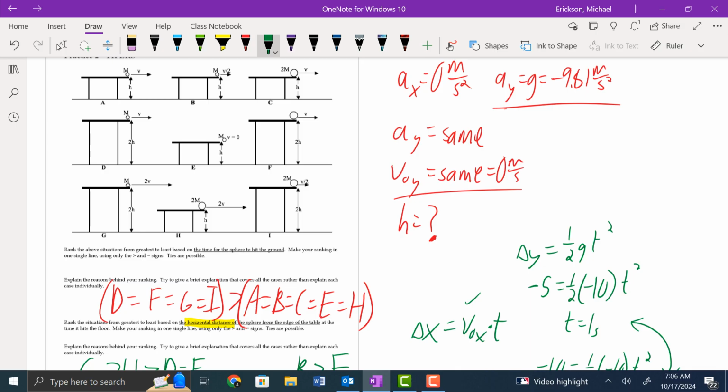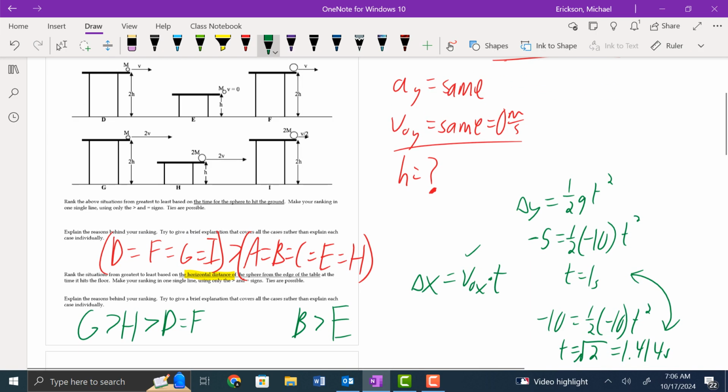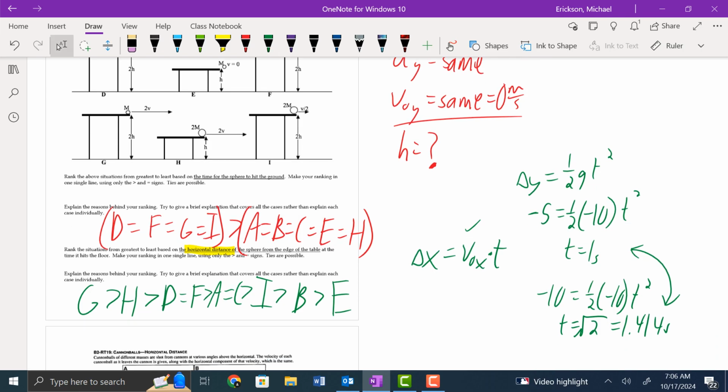So I is double the height but half the velocity. Now, according to this, because they prioritize height, which doesn't actually double the time, it only increases it by a factor of square root 2, I is less than A is equal to C. And this is my order. A little bit more confusing. Hopefully y'all can read that.